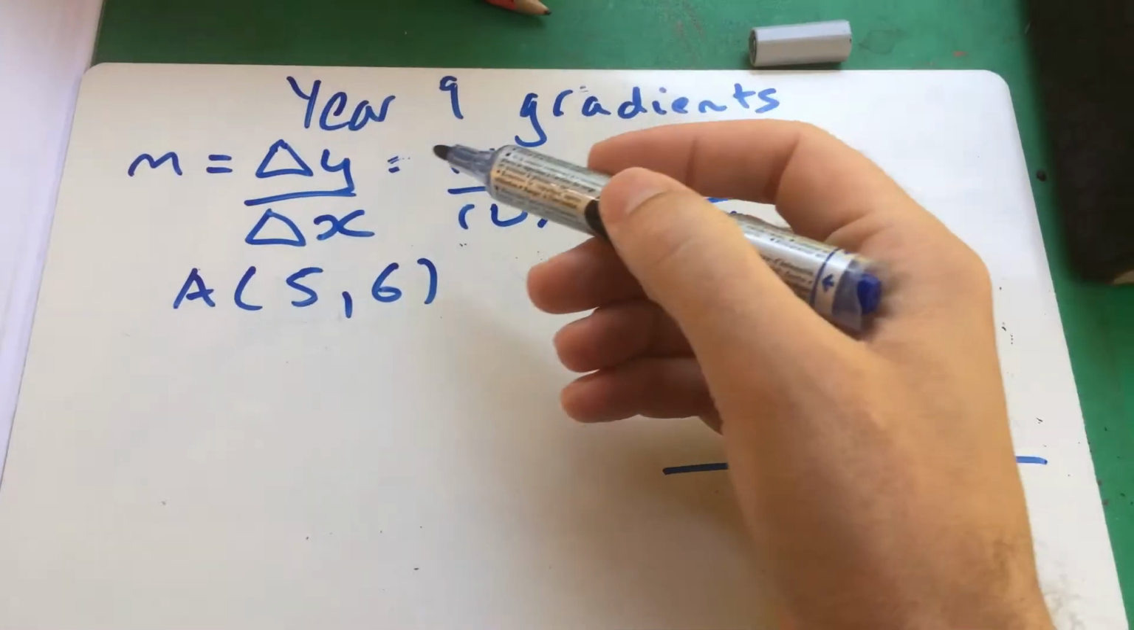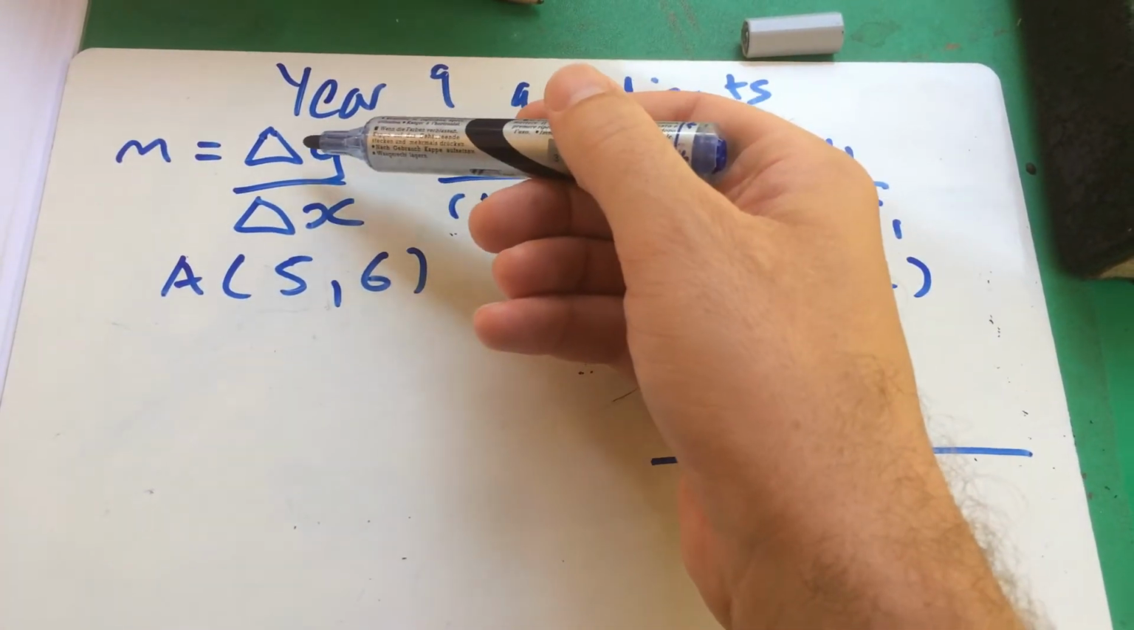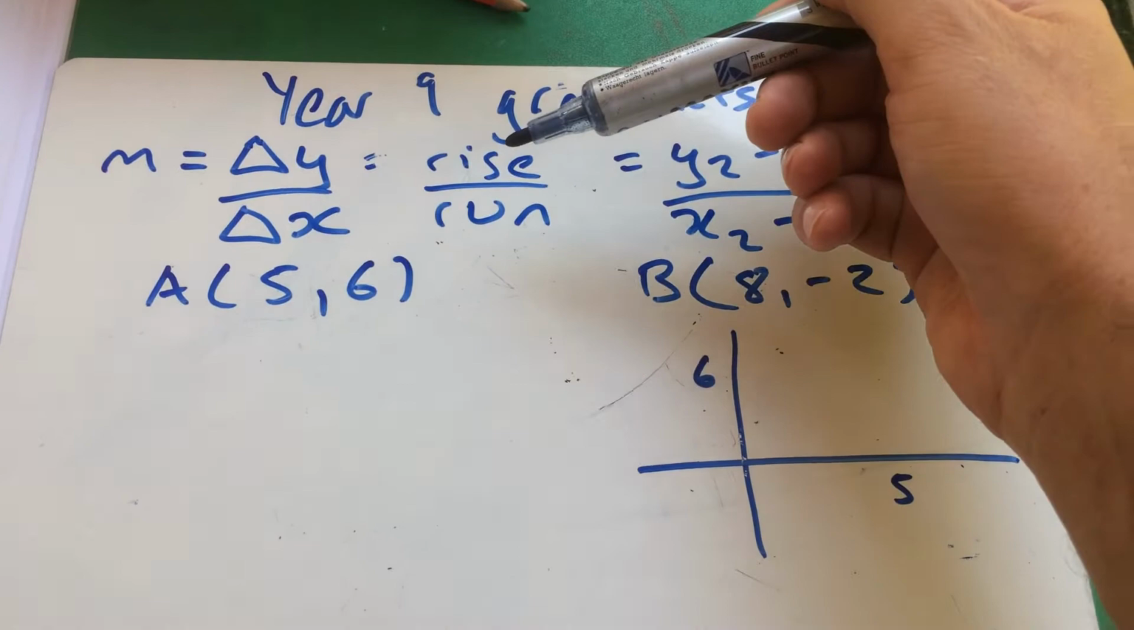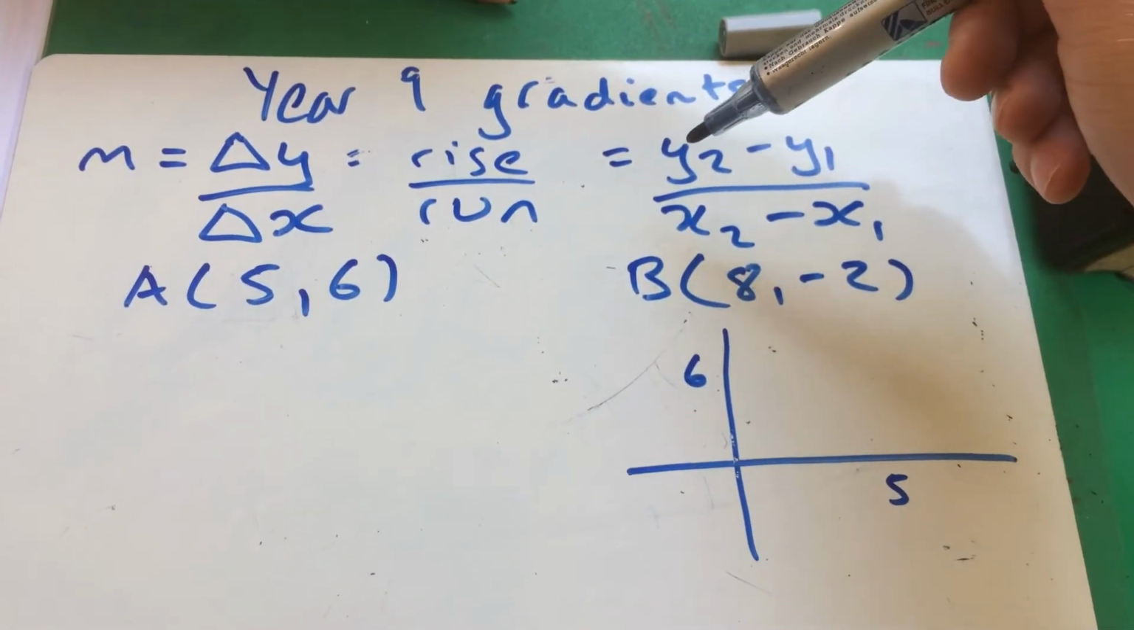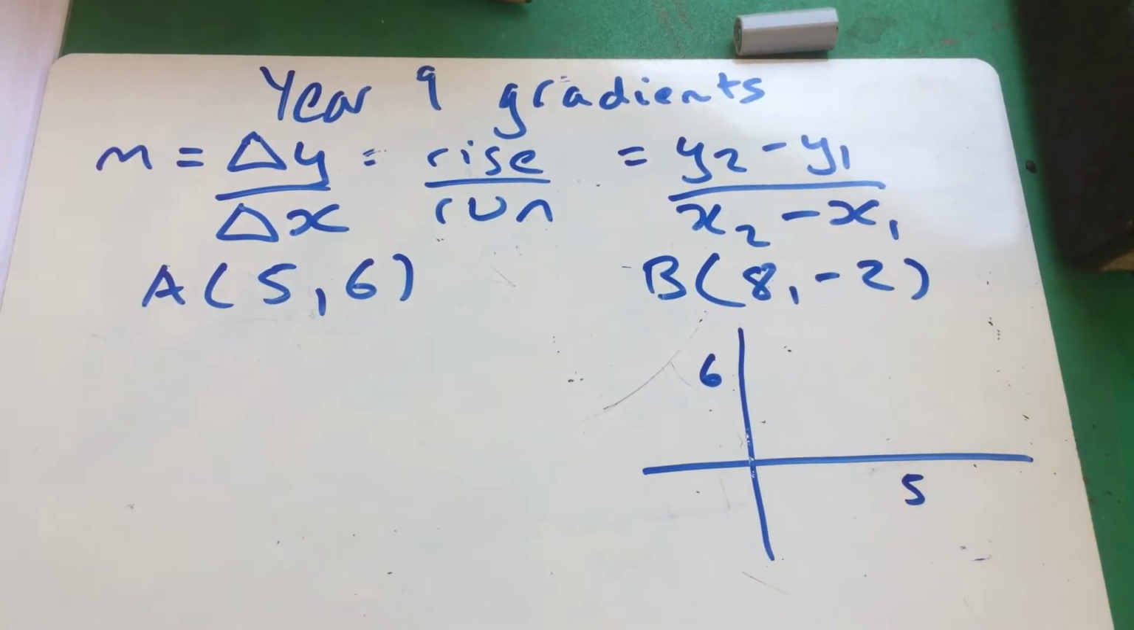So hopefully by now we know that m, gradient, is the change in y over the change in x, denoted delta y over delta x, or we can call it in shorthand rise over run. And that's y2 minus y1 over x2 minus x1. Let's use an example for that.